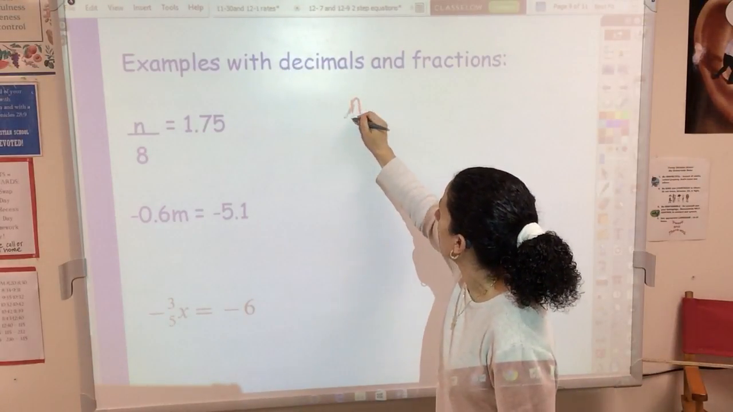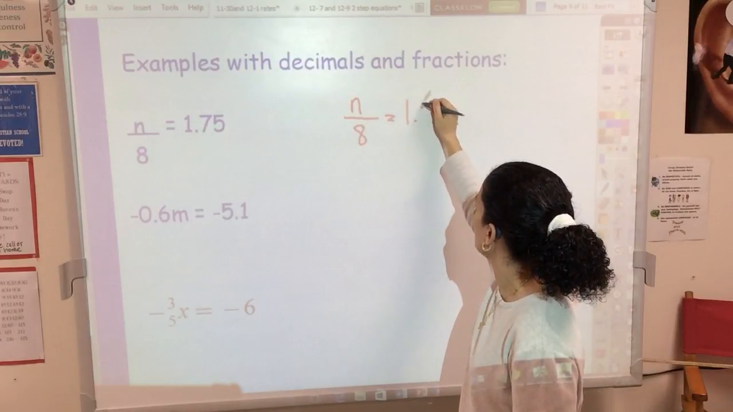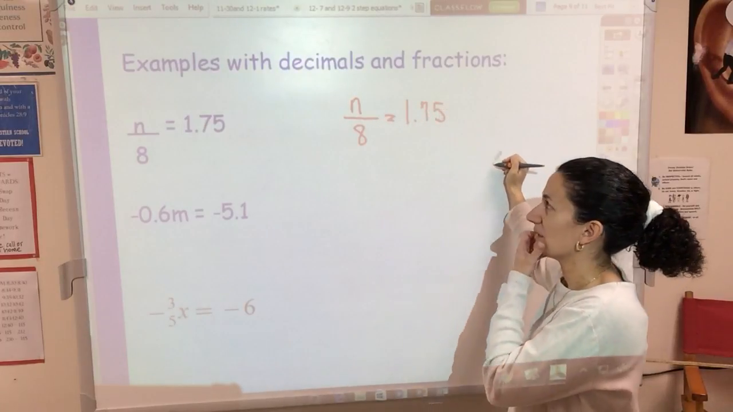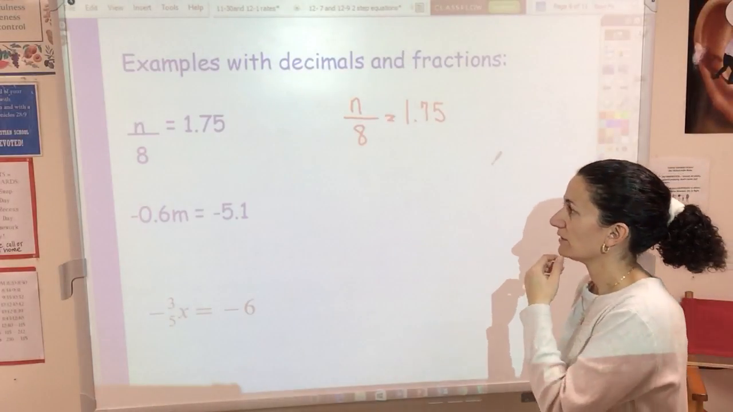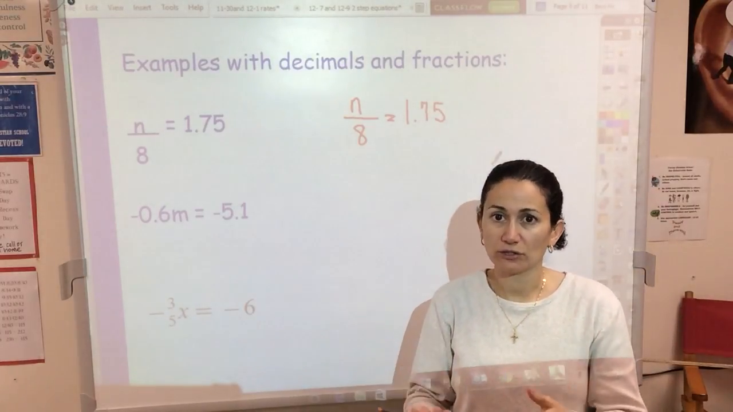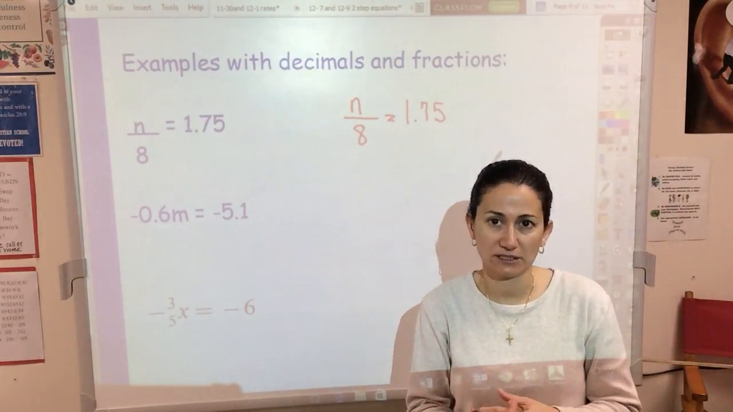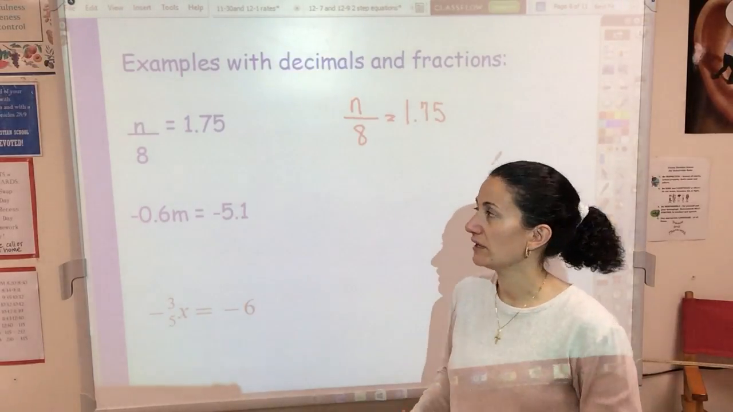In the first one, we have n divided by 8 equaling 1.75. So these are obviously going to be a little bit harder to evaluate mentally. And again, our objective here is to learn how to show our work, learn how to actually solve these equations. So I'm just as concerned with your work as I am with your final answer.